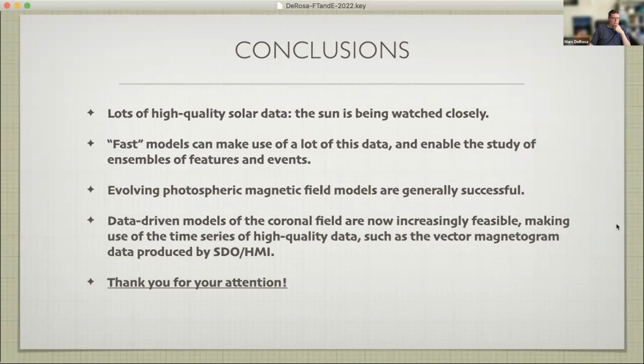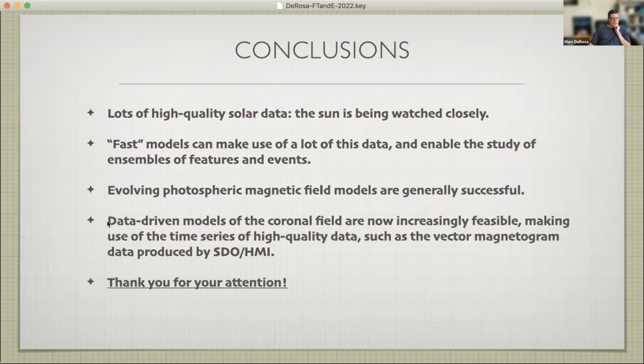So that's great. The fast models, and I put these 2D models are fast, of course, just because anything 2D is much faster than anything 3D, do make use of a fair amount of this data, and they enable lots of different types of investigations to occur. And we've heard a lot about these things today.